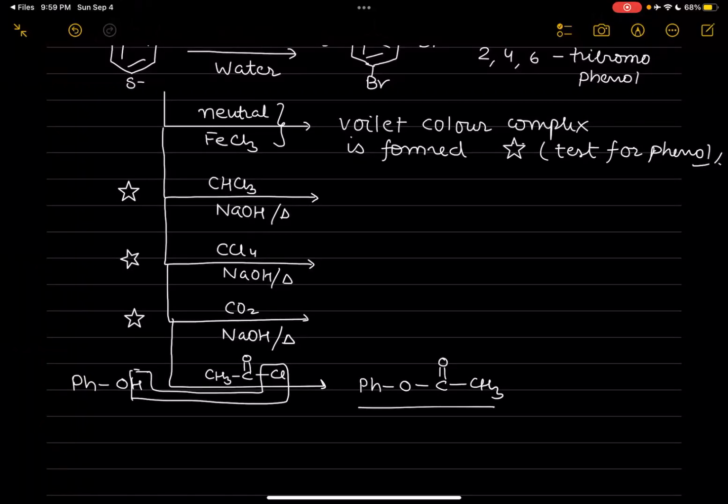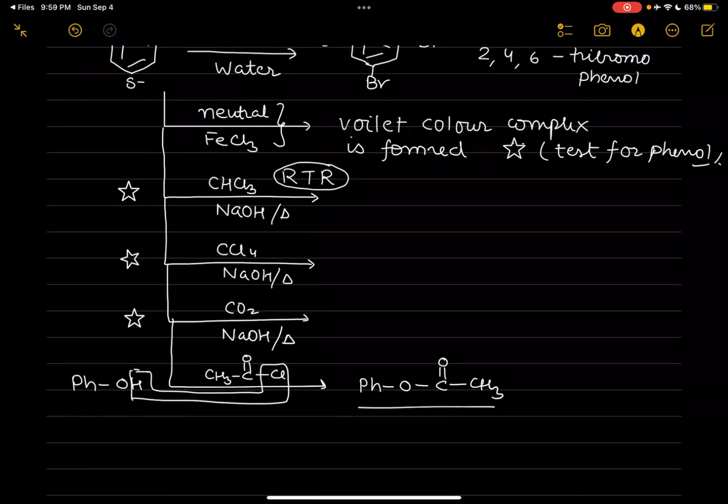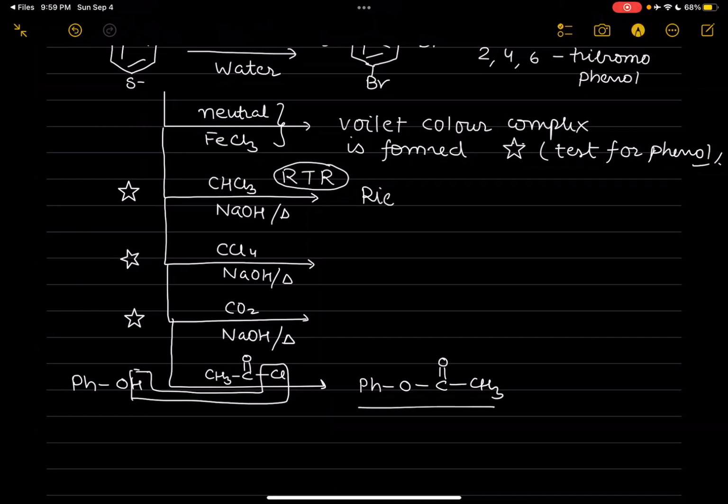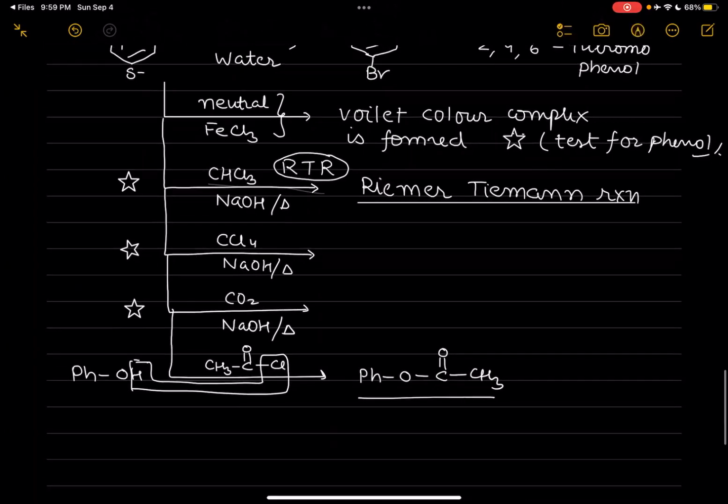I will tell you the abbreviated name, RTR. Reimer-Tiemann reaction. Okay, yeah. So this is not acylation. This is formylation. CHO group is known as formyl group.